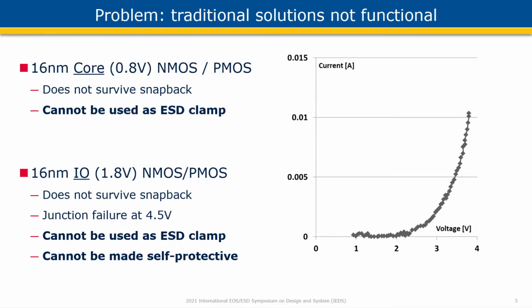Traditional ESD solutions which work for mature technology nodes are not applicable to advanced CMOS and FinFET nodes. For example, in 16 nanometer FinFET technology, core NMOS and PMOS transistors do not survive snapback and cannot be used as ESD clamps. The I/O NMOS and PMOS transistors are also unable to survive snapback and fail at 4.5 volts. They cannot be used as ESD clamps and also cannot be made self-protective.